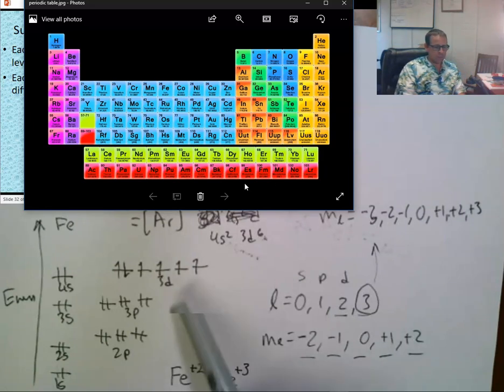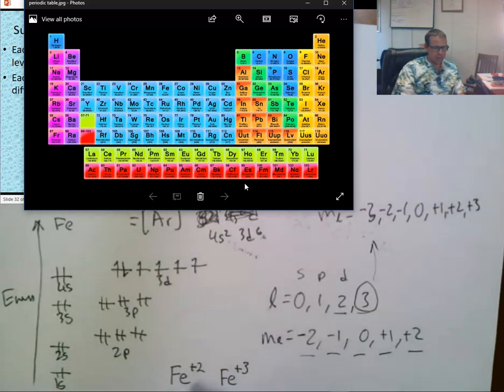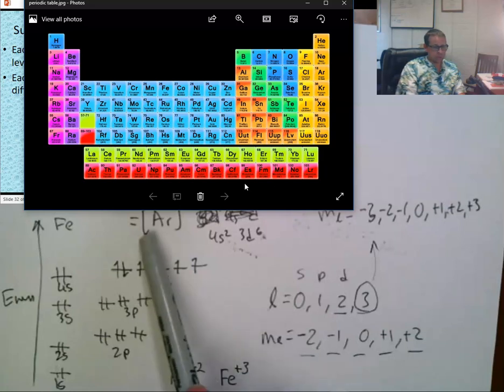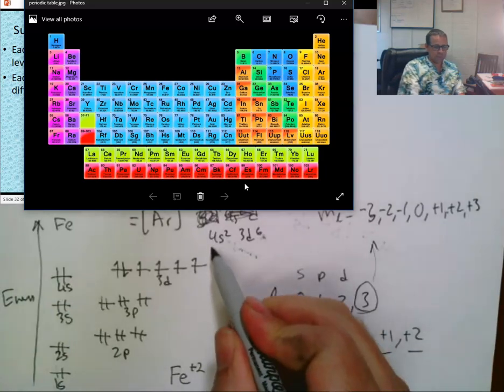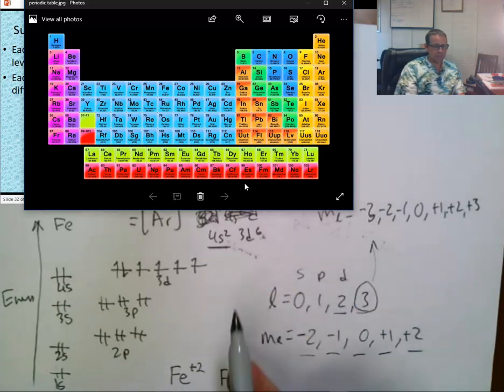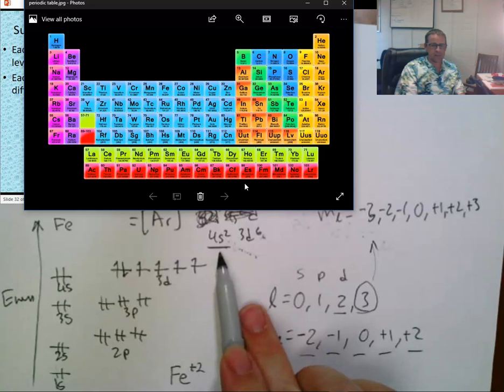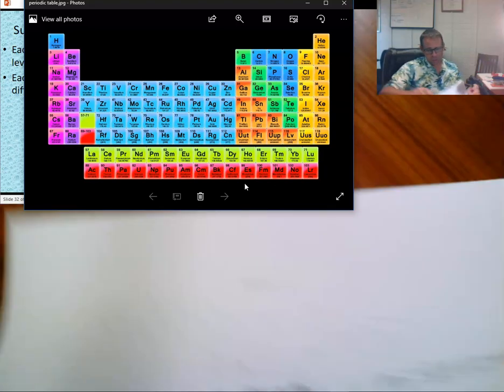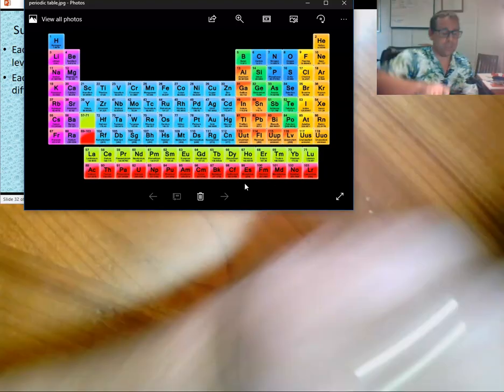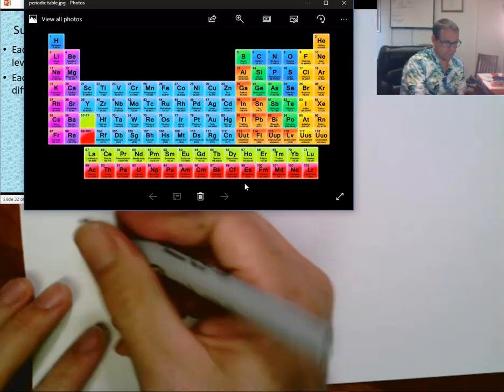So now we can use our orbital diagrams to identify why iron wants to form a +2 and why it's willing to form a +3. If we look at our electron configuration, it wants to form a +2 because in forming a +2, it's getting rid of its valence electrons. So let me redraw the electron configuration for iron +2.